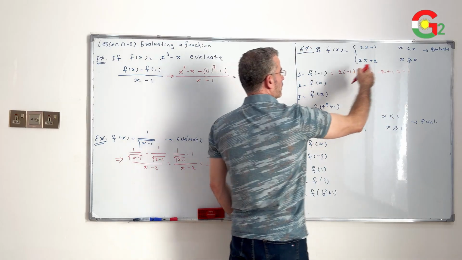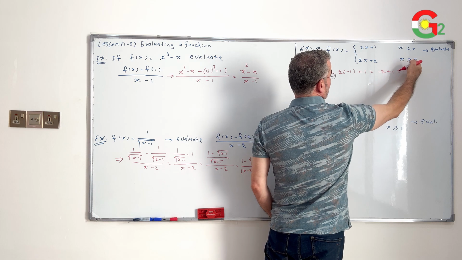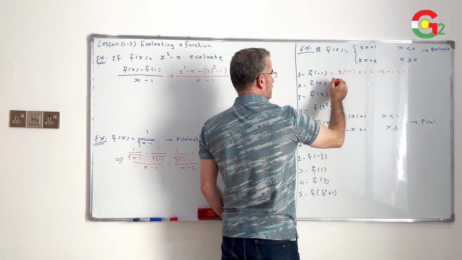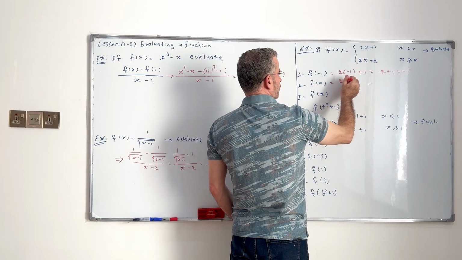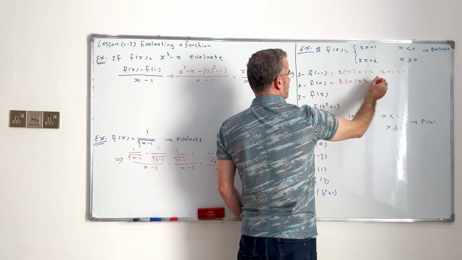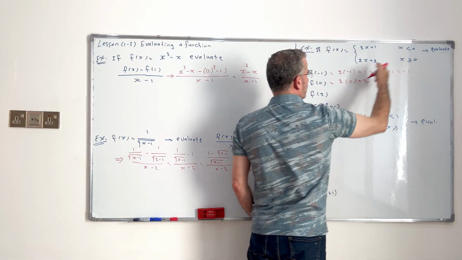F of 0 belongs to this interval or this interval? It is here, x greater than or equal to 0. Then I substitute here in the second rule: 2 times 0 plus 2, it is equal to 2. F of 2, it is greater than or equal to 0.